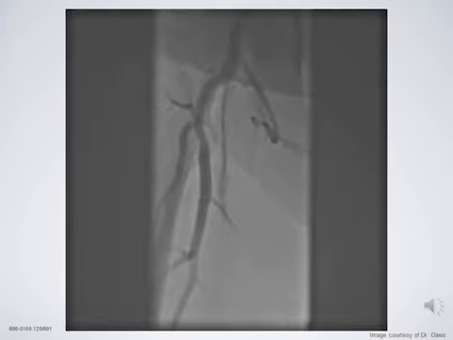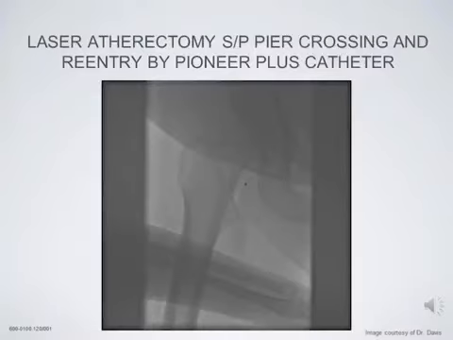This is the first angiogram, as you can see. Very severely diseased proximally with a total occlusion of the vessel, and you can see the vessel patency afterwards in Hunter's Canal, just above the popliteal segment via collaterals. So laser atherectomy was done, status post pure crossing, and re-entry by the Pioneer Plus catheter.